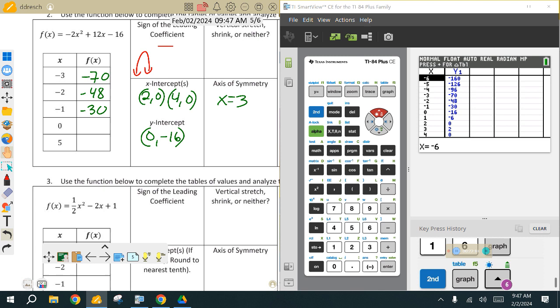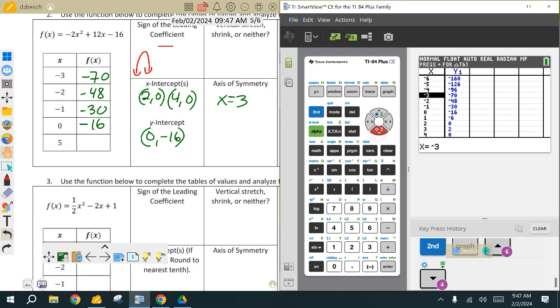I know your parents say, oh, you're always special. Okay, I don't tell my kids that. But 0, comma, negative 16. Neither does Mrs. Dresch. 0, negative 16, that is my y-intercept. That makes sense. 5, comma, what? So I don't need to evaluate because my calculator will do it for me.